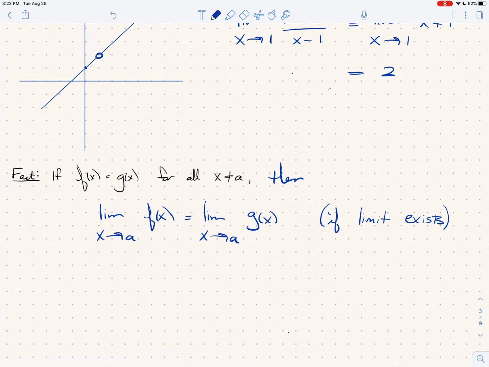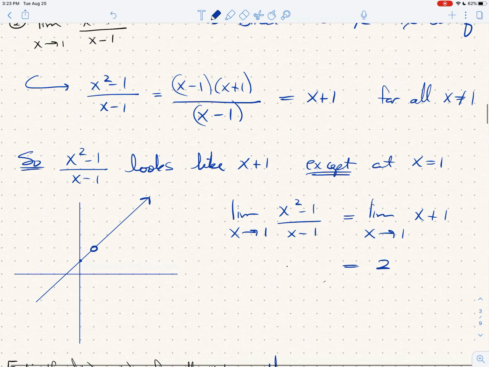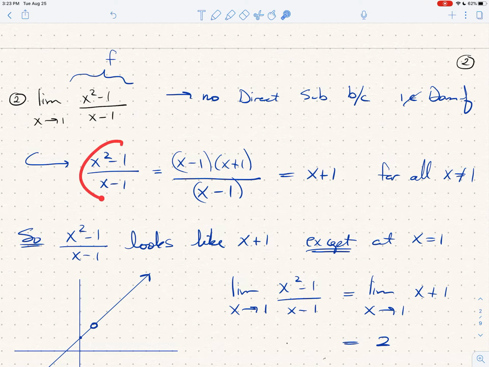And so that's really helpful in the previous example because all of a sudden it clarifies it. We realize this function is equal to this function except at the point x equals 1. And so I can just forget this guy and study this function. And I know that whatever limit this function has at 1, this one will have the same limit as well.